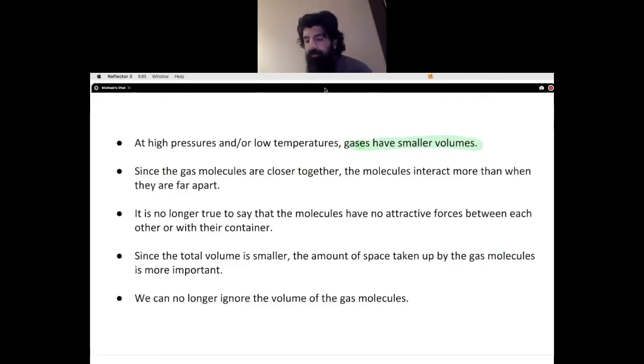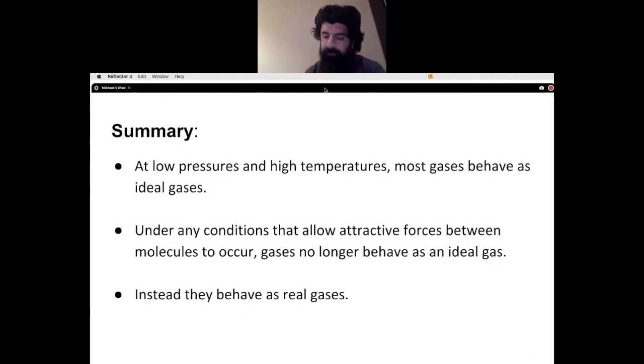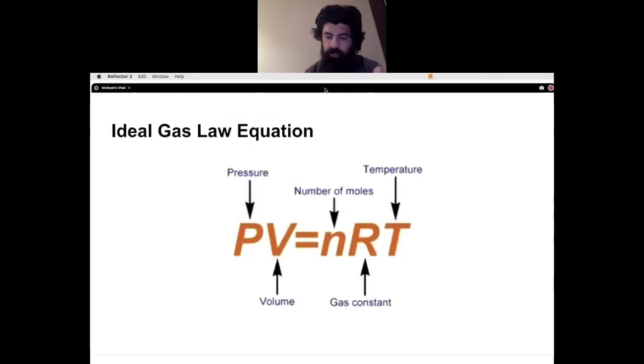Okay, it is no longer true to say that molecules have no attractive forces between others or their container, because they do. Right? Remember that uneven, that asymmetrical redistribution of positives and negatives. Okay, so we can no longer ignore the volume of gas molecules. So we are now going to see that we can't ignore the volume of a gas, because now we are going to look at also the number of moles that are present in that gas. Okay. So just a summary of what I just stated.